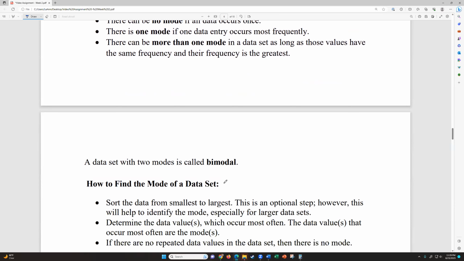And if you have a set with 2 modes, it does have a special name. It is actually called bimodal. So that is just a special definition.